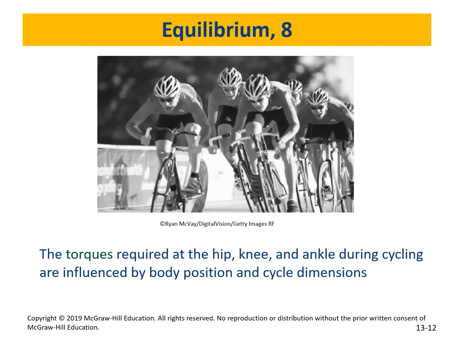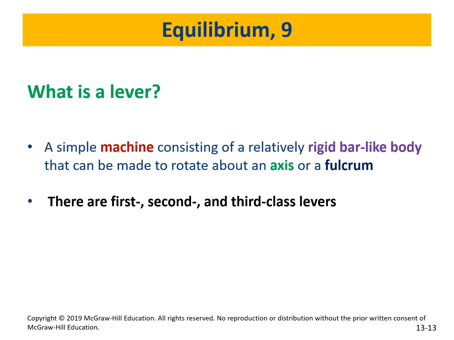Okay, now the torques required at the hip, knee, and ankle during cycling are influenced by body position and cycle dimensions. That's another thing in biomechanics and sports, that the design of the cycles is a biomechanical problem. So that's a biomedical engineering issue, a problem for us to work with. Now, so we've looked at the torques.